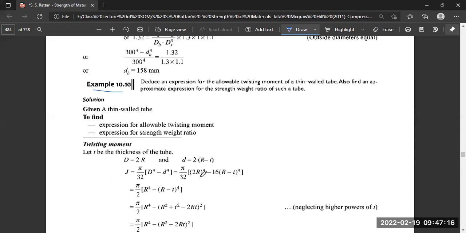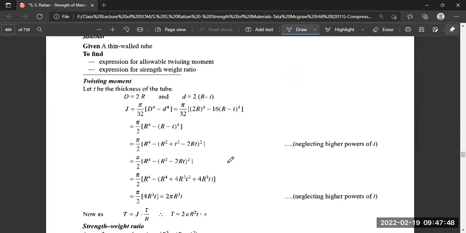Put the value of D in terms of R, where D is replaced by 2R and small d is replaced by 2 into (R minus t), so 2 to the power 4 is equal to 16. R minus t to the power 4 is put here. Now, after further simplification, 16 is common here, so we can reduce this 32 by 2, so pi by 2 into (R to the power 4 minus (R minus t) to the power 4).